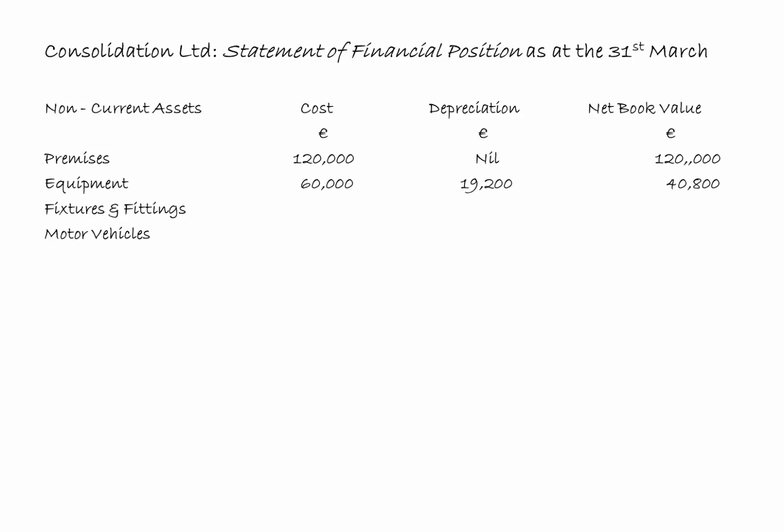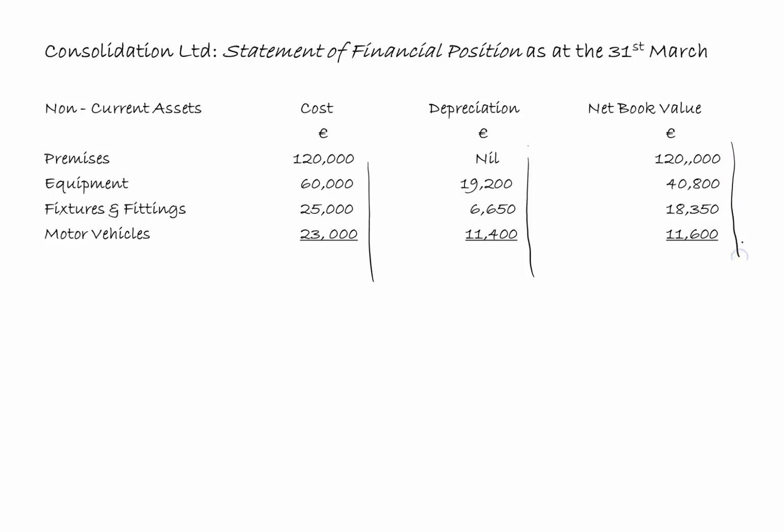So again, I'll just tidy this up a little bit, and then we'll pop in the motor vehicle figures. So there we go. So pop in those fixtures and fittings, and now I'll just put in the motor vehicles. So remember what you have to do: you go back to the trial balance, get the cost, then you go back to the trial balance, get the depreciation, and go to your income statement, get the other depreciation figure for this year, add them together, and work out the total depreciation, take it away, and you get a net book value of 11,600.